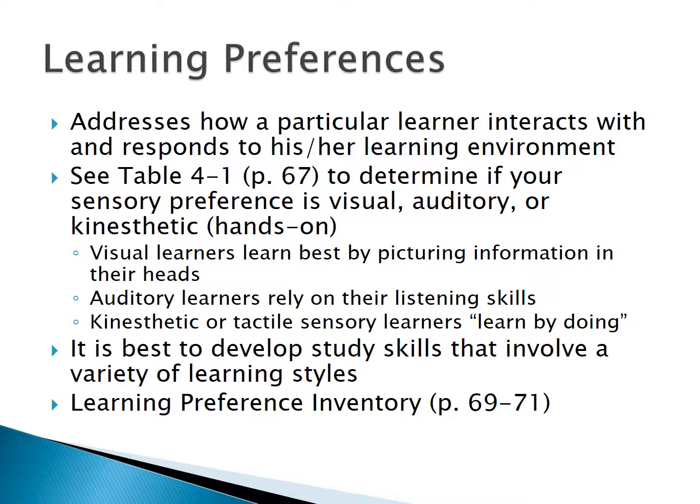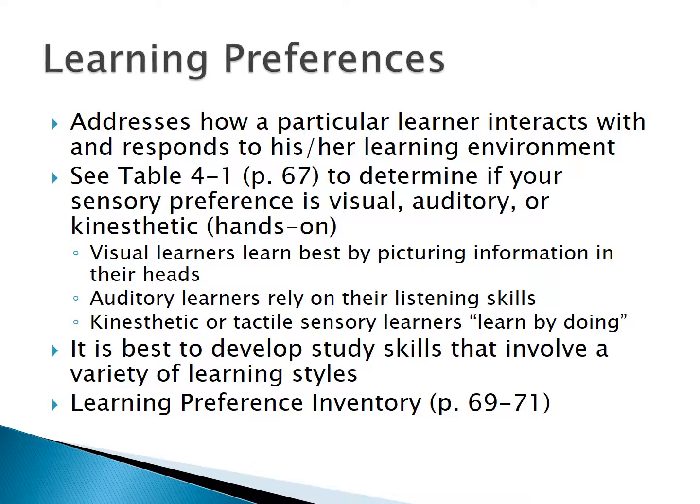A learning preference addresses how a particular learner interacts with and responds to his or her learning environment. Determining your learning style is usually accomplished by taking a learning styles inventory. Students who can identify their learning style can develop sound strategies for studying their academic material. The more effective the study strategies are, the more success the students will experience. Table 4-1 provides a simple test to determine if your sensory learning preference is visual, auditory, or kinesthetic.